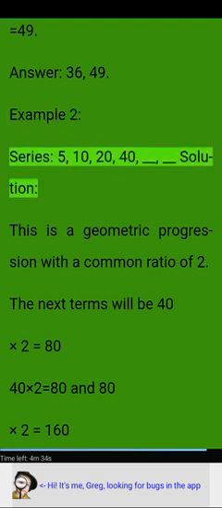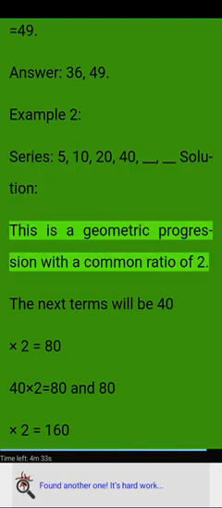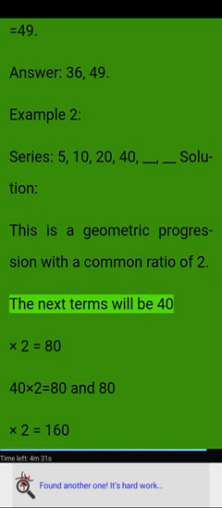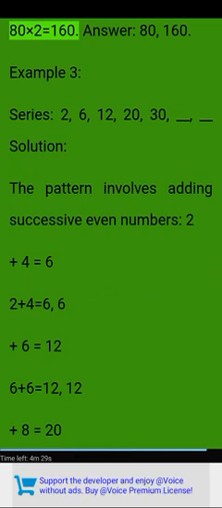Example 2. Series: 5, 10, 20, 40. Solution: this is a geometric progression with a common ratio of 2. The next terms will be 40 times 2 equals 80, and 80 times 2 equals 160. Answer: 80, 160.